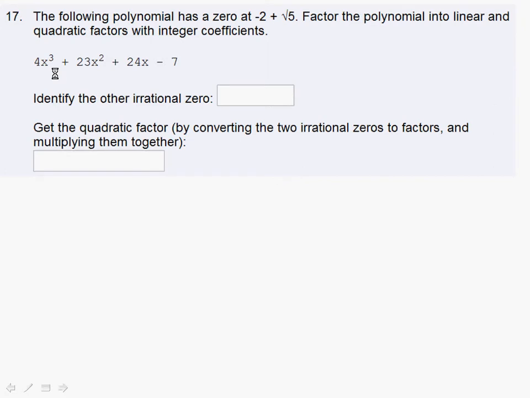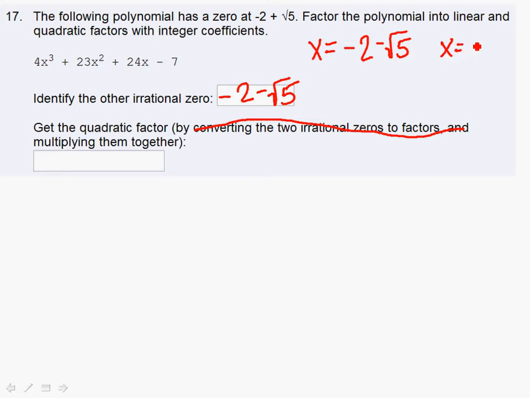And still yet, there is one more way that we could solve this. Okay, so we're not going to convert the factors to two irrational zeros. We know that the other irrational zero is negative 2 minus the square root of 5. We also know that x equals negative 2 minus the square root of 5, and x equals negative 2 plus the square root of 5.